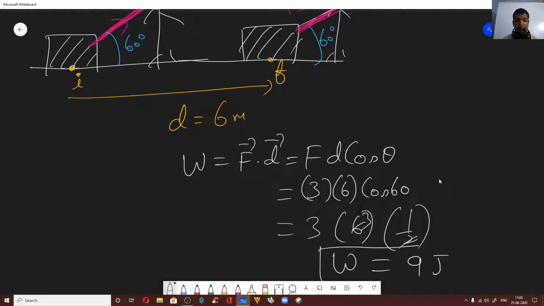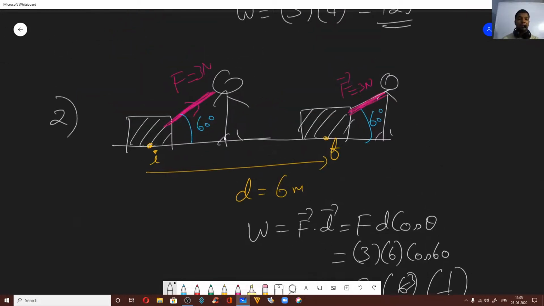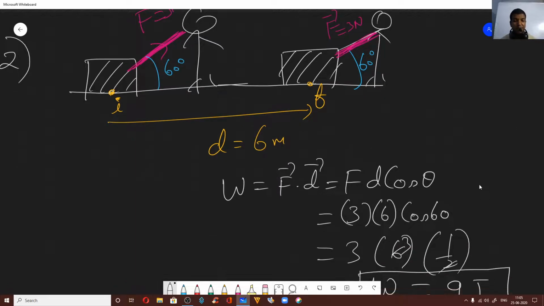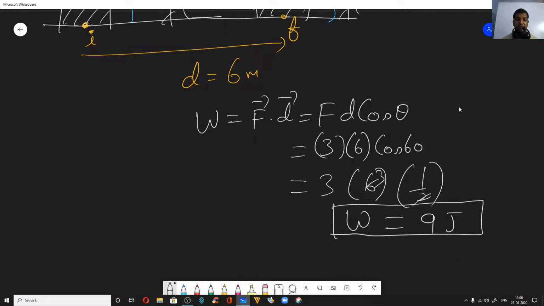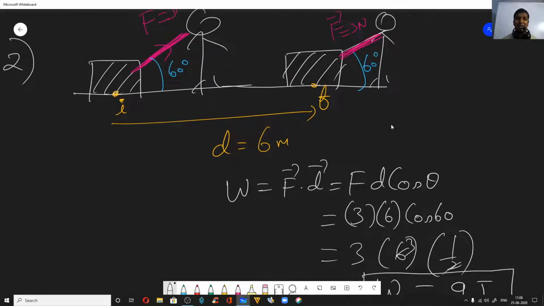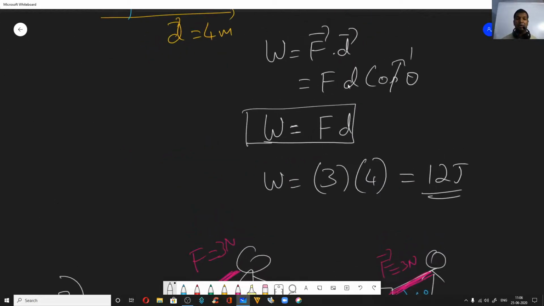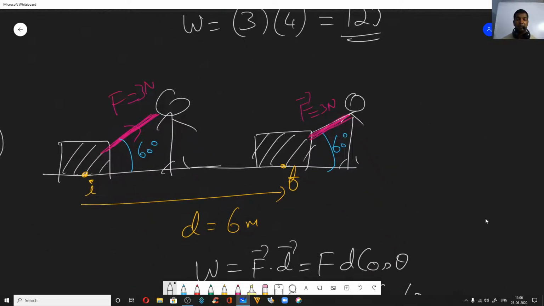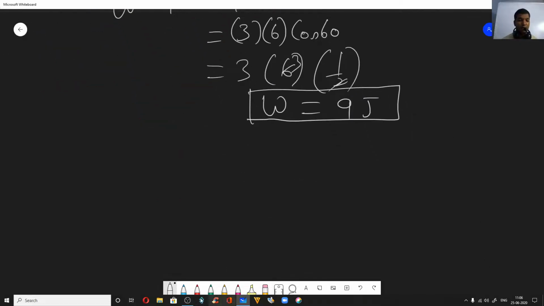So this is the work done in this particular case. I have explained in a very brief manner where you can apply a scalar product. You will be learning these things again once we go to chapter number 6, work, energy and power. This is where we will use scalar product. Work done is the dot product of F and D. You can say dot product or scalar product, anything.